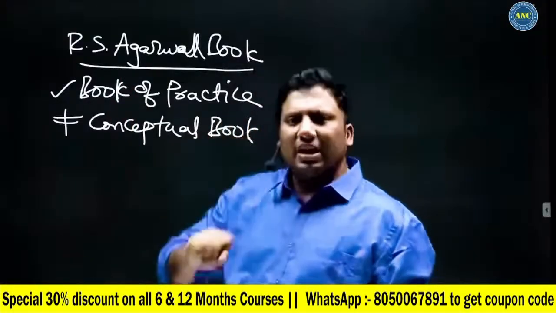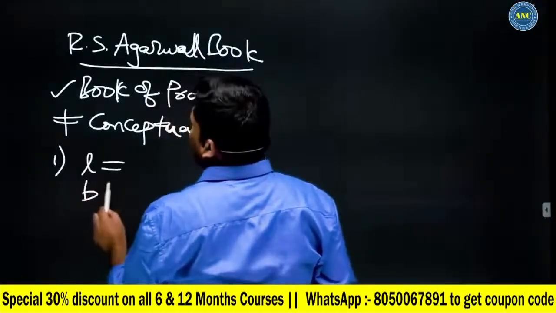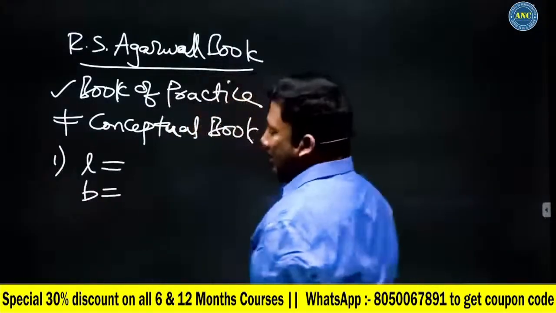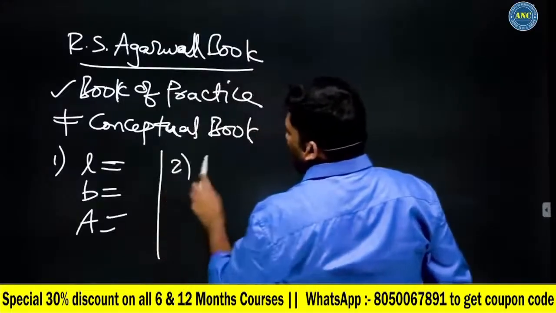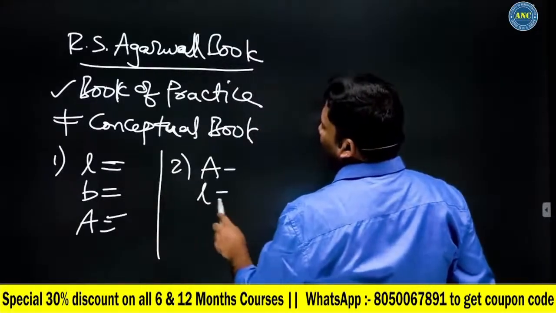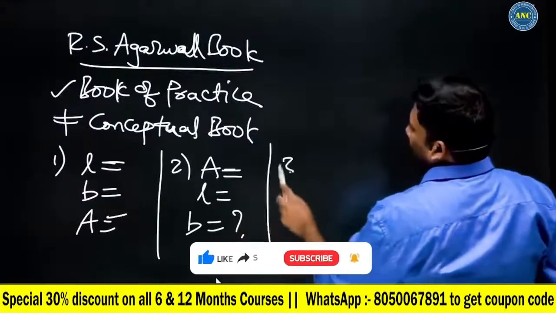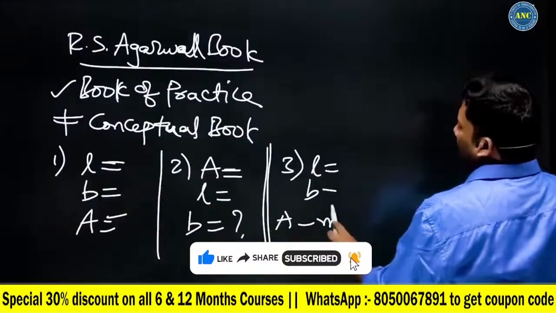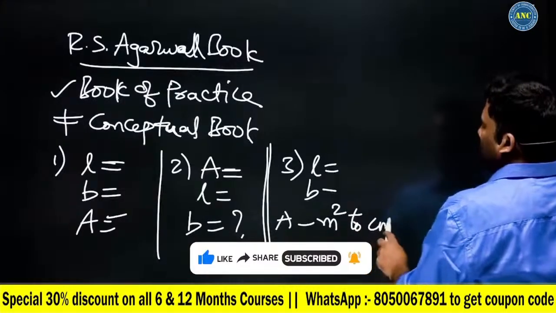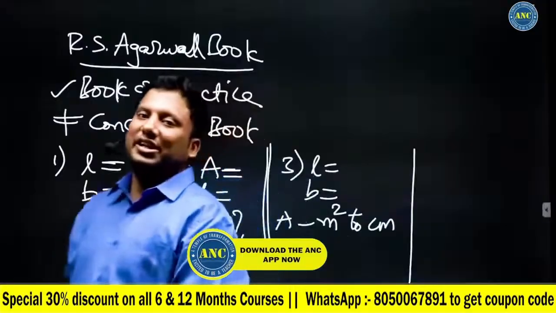How they waste time also I will tell you. First question, length of a rectangle is given, breadth of a rectangle is given, area of a rectangle we need to determine. Second question, area is given, length is given, breadth we have to determine. Third question, length is given, breadth is given, area we have to convert from meter square to centimeter square.